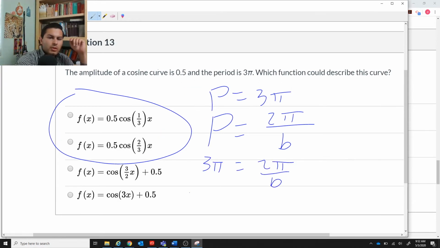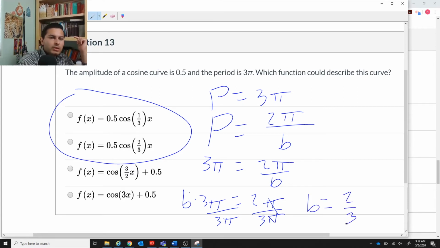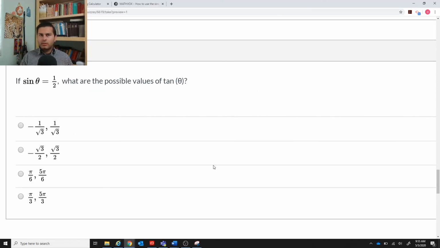We could cross multiply and say b times 3 pi equals 2 pi, and then divide both sides by 3 pi, and that should give us our answer, especially because our pi's cancel out. So we know our b value is going to be 2/3. So our correct answer is going to be this bottom one with an amplitude of 0.5 and a b value of 2/3.